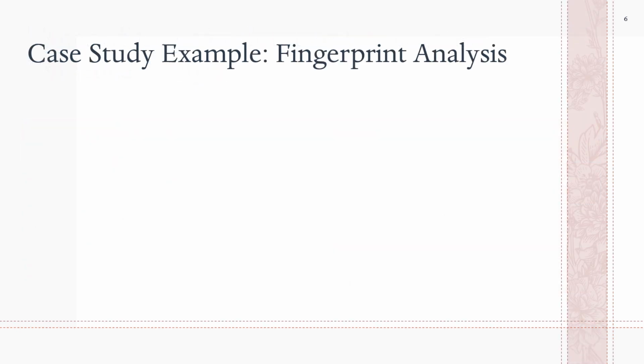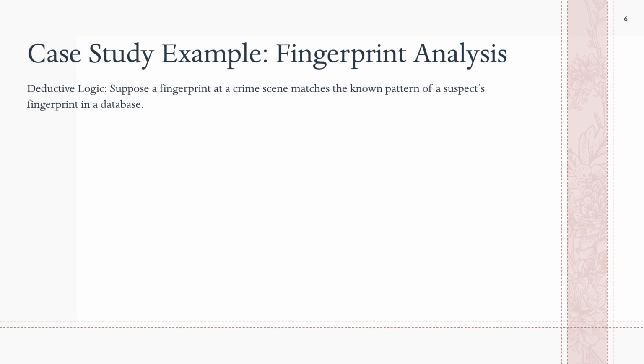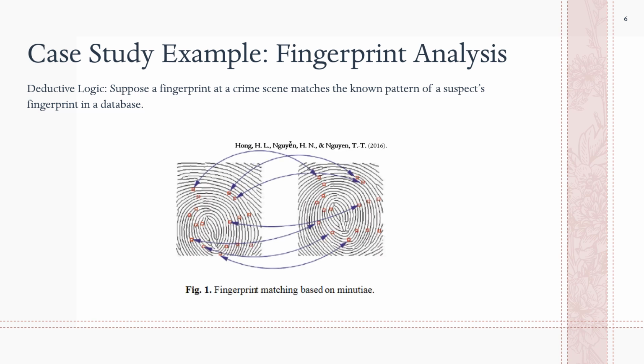Let's look at a case study example. Let's use fingerprint analysis. Remember, your deductive is going to be general principles that lead to a specific conclusion. So suppose a fingerprint at a crime scene matches the known pattern of a suspect's fingerprint in a database. In this example from Hong, Nguyen, and Nguyen in 2016, in an article about fingerprint comparison, it shows two different fingerprints and they're comparing one to the other, in this case fingerprint matching based on minutiae. So this is definitive based on facts.